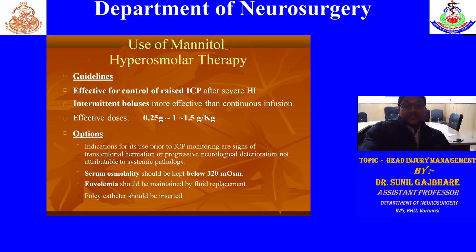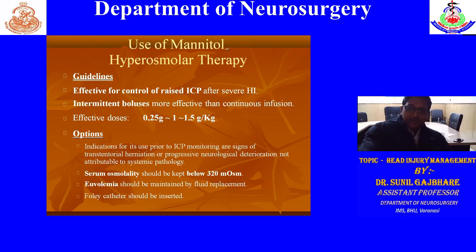The indications for its use prior to ICP monitoring are signs of transtentorial herniation, which is assessed by looking at the pupil. If the pupils are of unequal size, then that means there is increased ICP, provided there is no congenital pupillary asymmetry, which should be ruled out. Or progressive neurological deterioration not attributable to systemic pathology, then that is due to the raised ICP, and mannitol's use is mandatory in that case. Serum osmolality during the mannitol therapy should be kept below 320 milliosmoles.